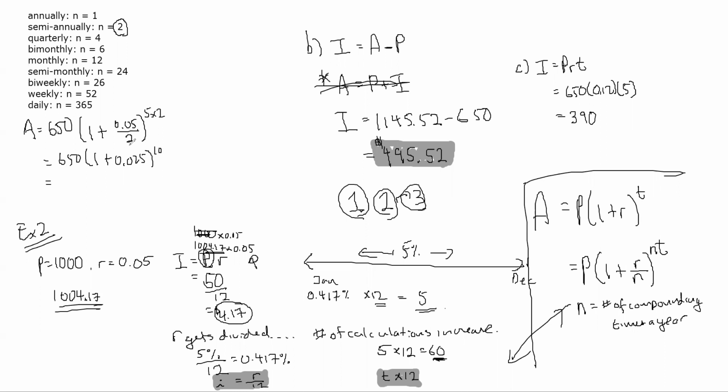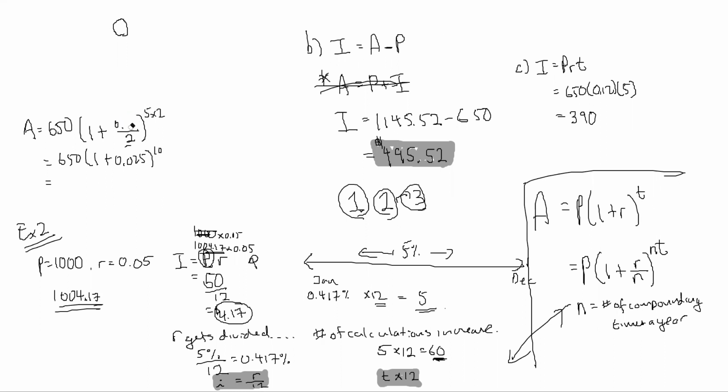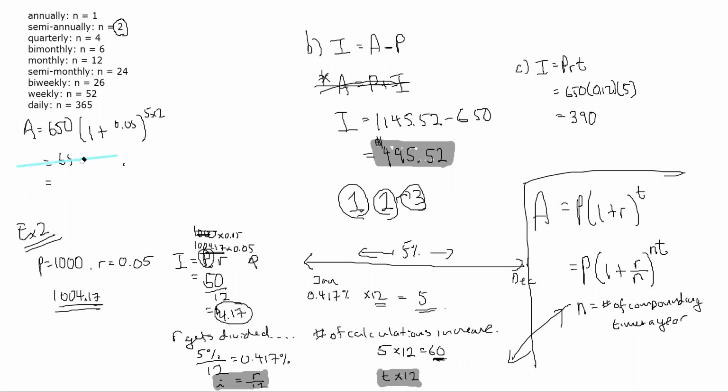Oh, I made a mistake. It's not 5%, it's 12%. I was looking at my answer and thought something is really wrong. Okay, I'm going to redo this. A is equal to 650 times 1 plus 12% a year divided by 2, to the power of 10. So that is 650 times 1.06 to the power of 10. That comes to 1164.05.